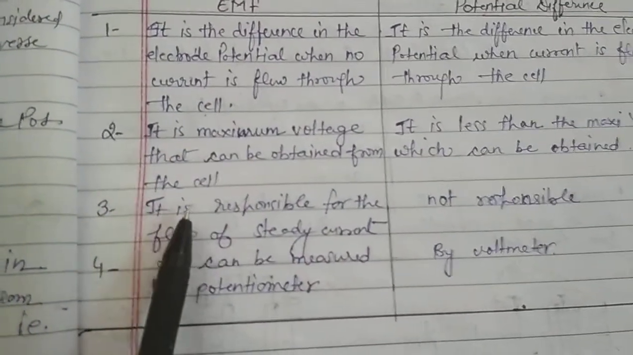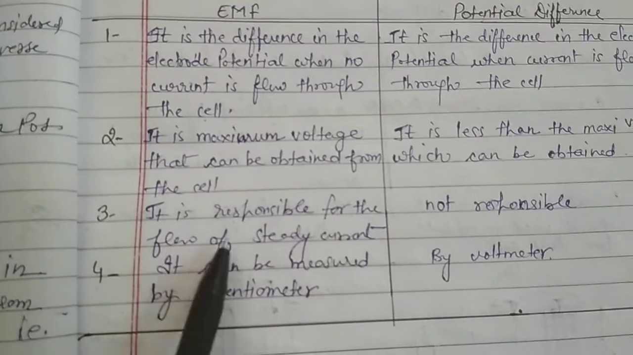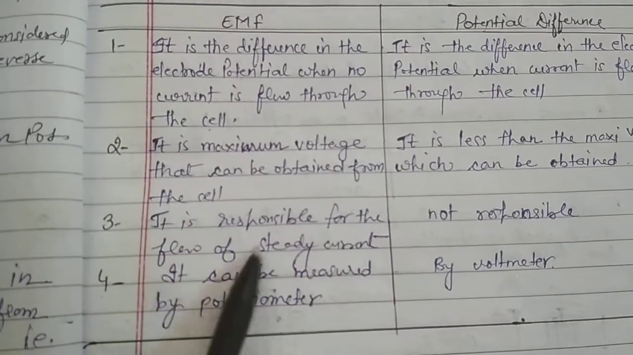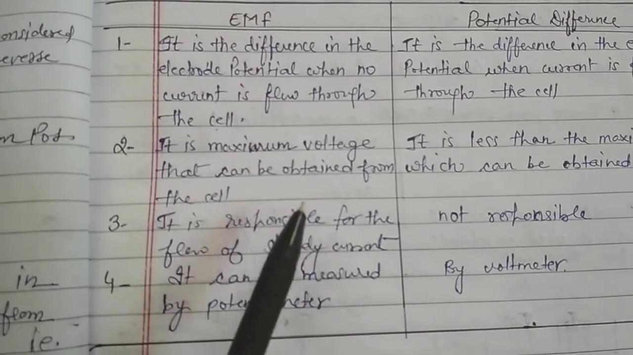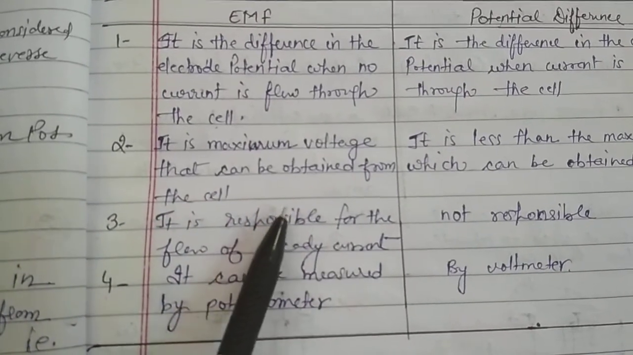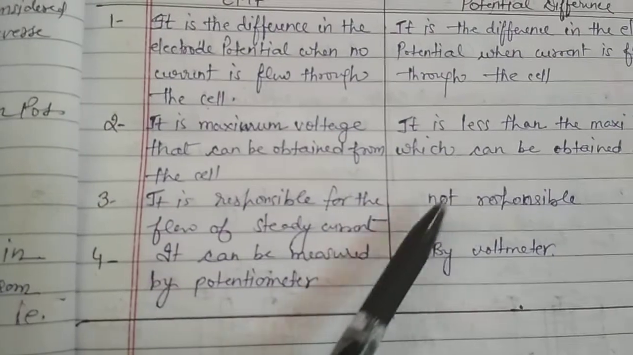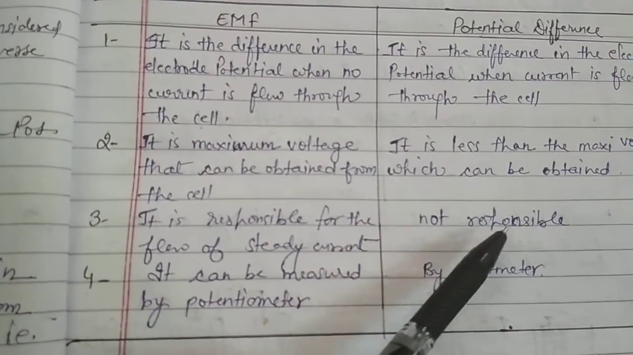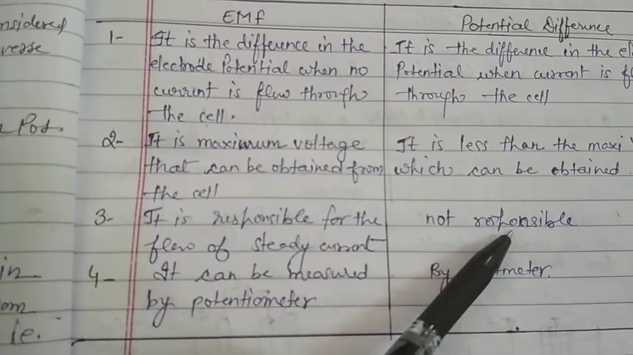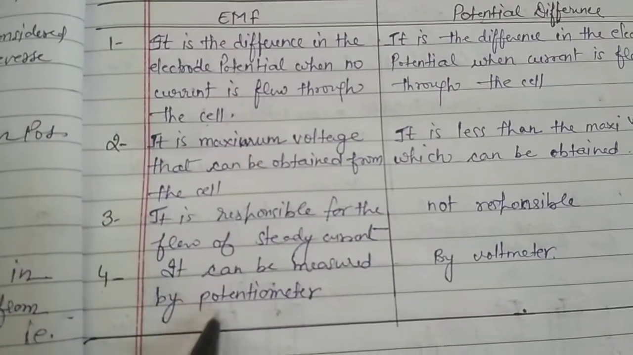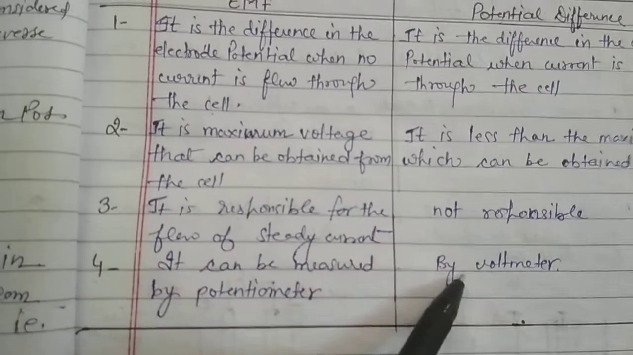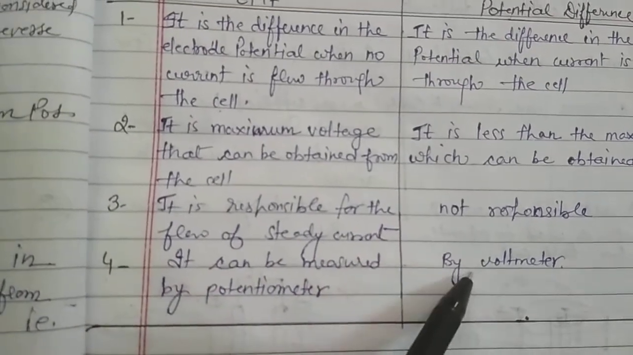Now the next thing: EMF is responsible for the flow of steady current because it is independent of the resistance of the cell, while the potential difference is not responsible for the steady current because it also depends on the resistance of the cell. EMF can be measured by the potentiometer, while the potential difference can be measured by a simple voltmeter.